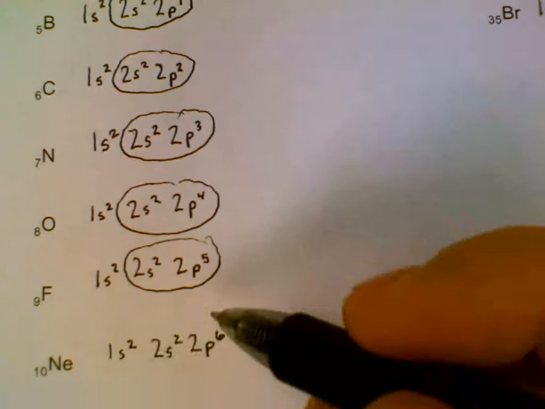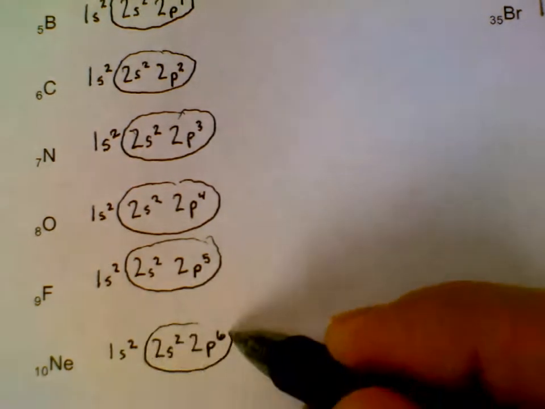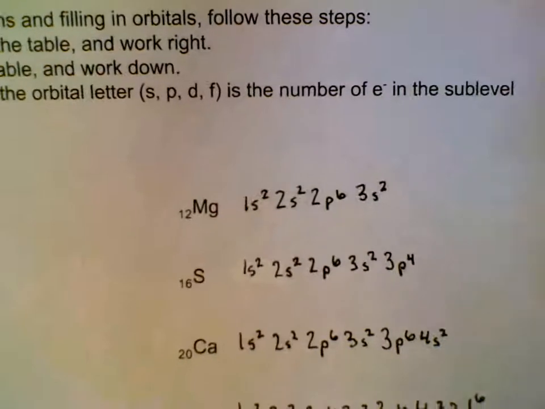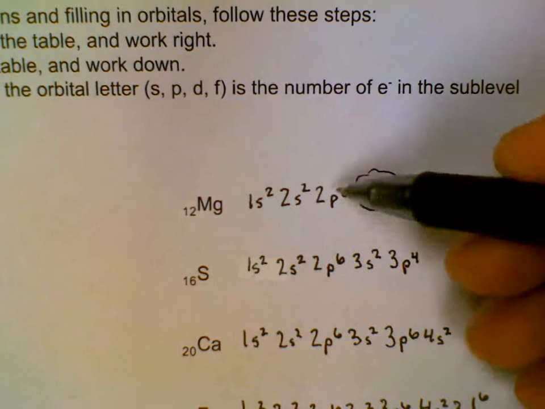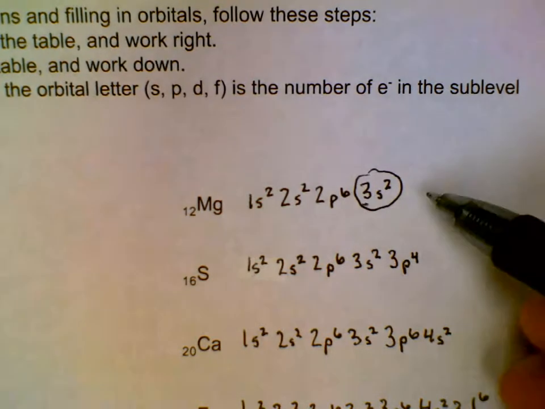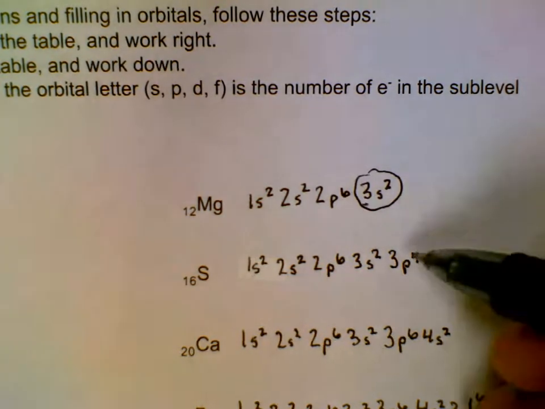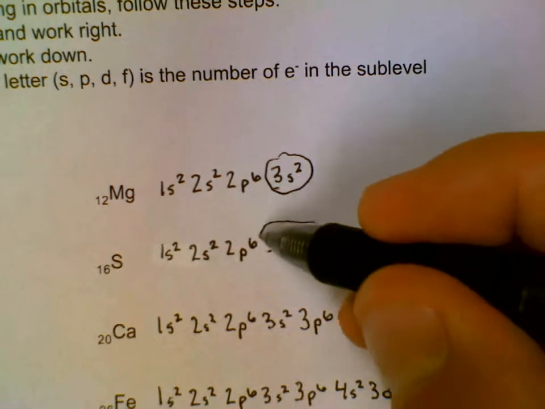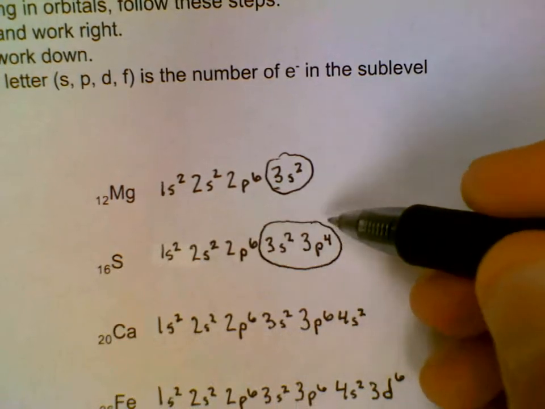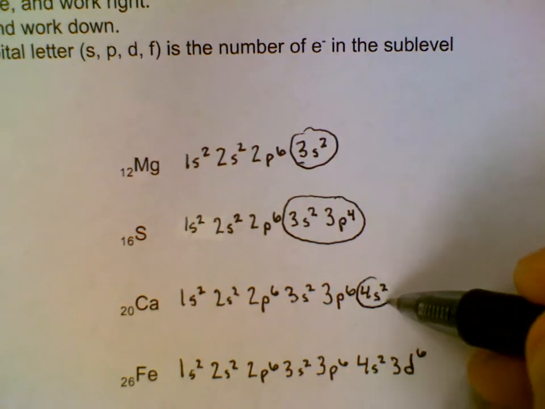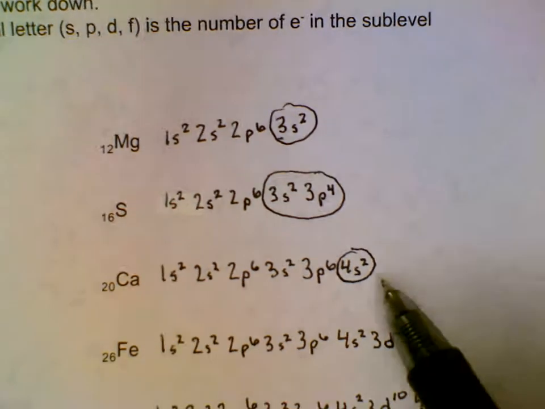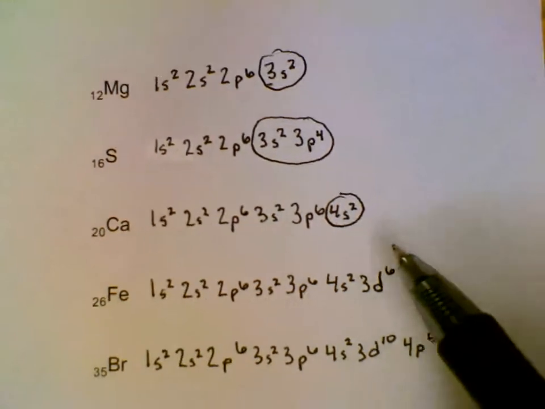Neon has energy level 2, energy level 2, 2 and 6 make 8. Magnesium has energy level 3, which is higher than 1, 2, and 2. So the 3 in the front of the S gives me 2 valence electrons. Sulfur has energy levels 3s2, 3p4, 2 and 4 make 6.